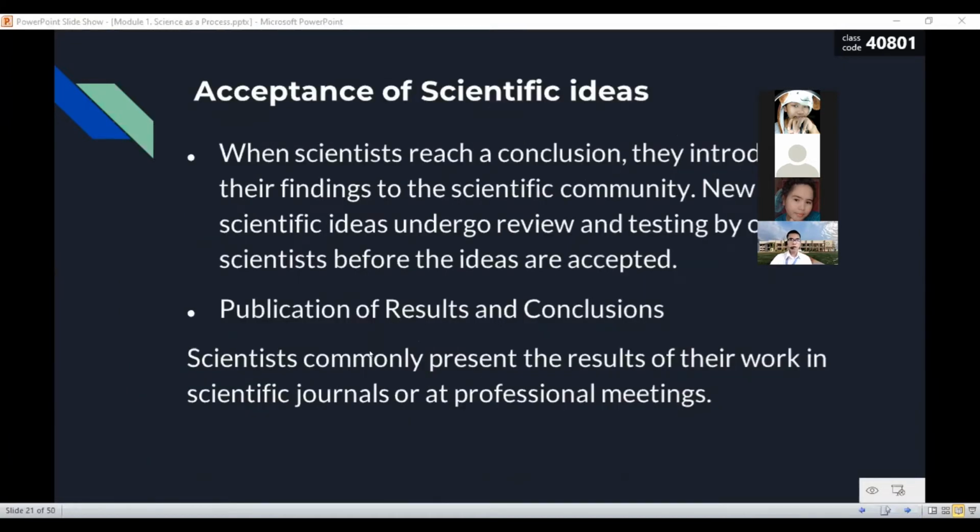Before we go to acceptance of scientific ideas, let's have first the scientific models. Well, classmate mentioned physical models, conceptual models, mathematical models, and computer models. If you could notice, class, these models, we really need to apprehend the features in crafting or integrating scientific models in our lesson kasi gagamitin natin itong mga to.